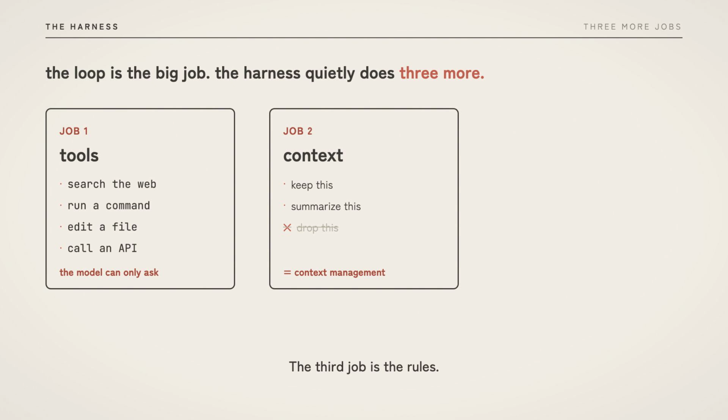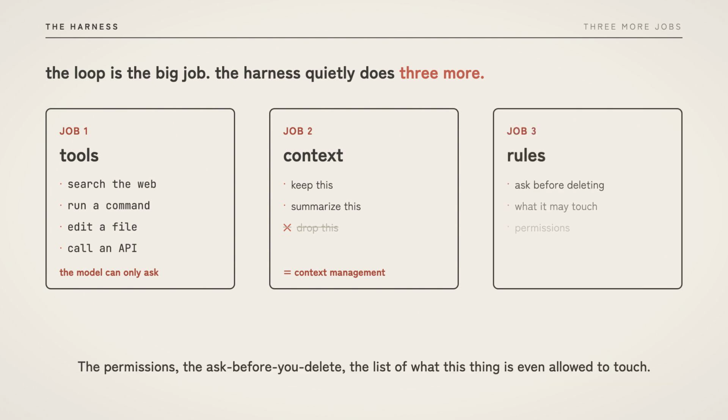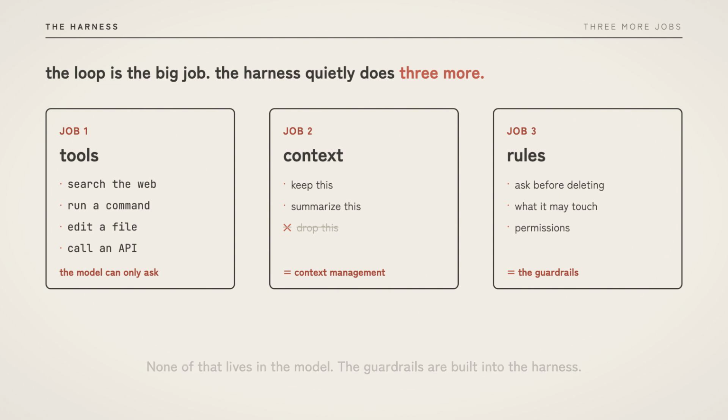The third job is the rules. The permissions, the ask before you delete, the list of what this thing is even allowed to touch. None of that lives in the model. The guardrails are built into the harness.